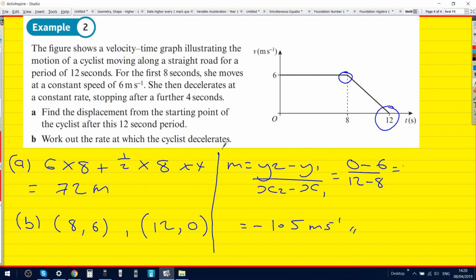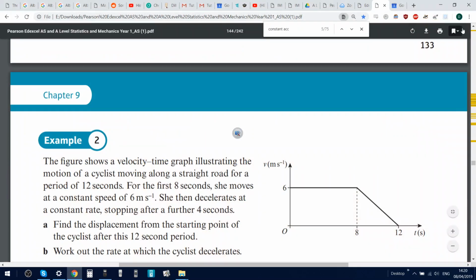Yeah. And so technically the question said the rate that they decelerate. So I suppose the rate that they decelerate is 1.5. It's just 1.5, yeah. But hopefully they wouldn't be too picky about that.